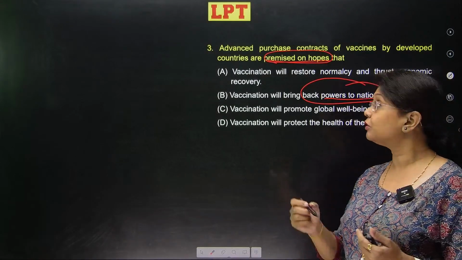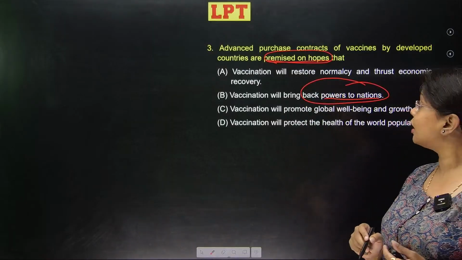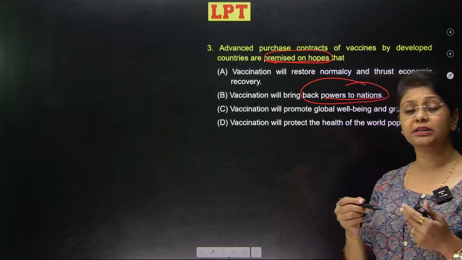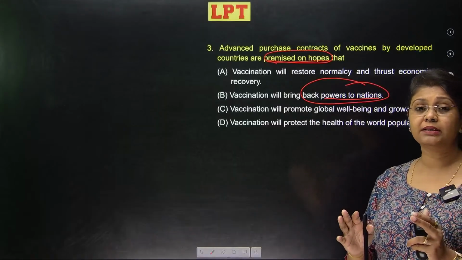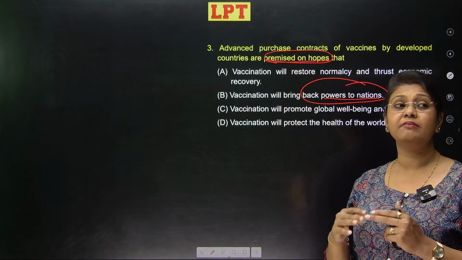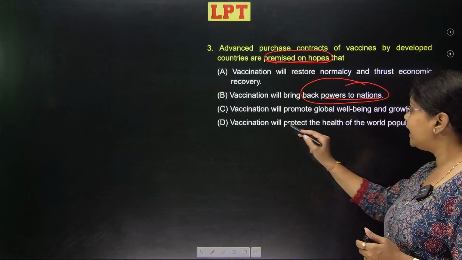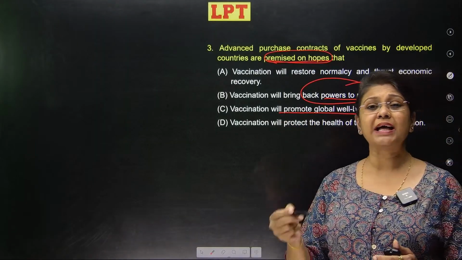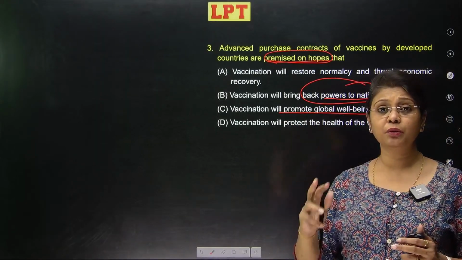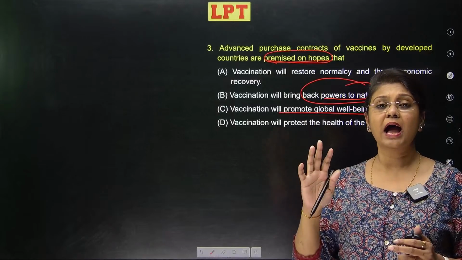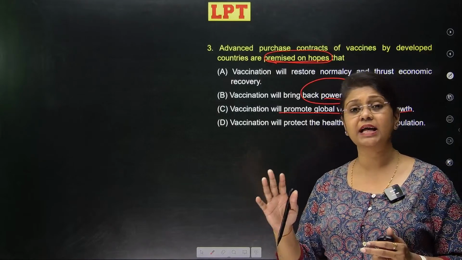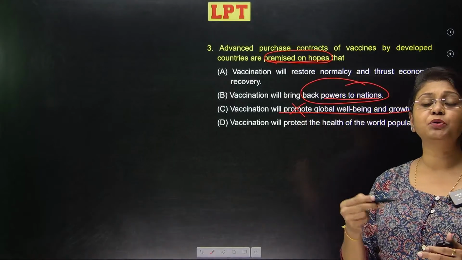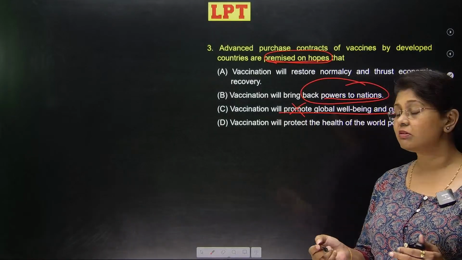So when you talk about these advanced purchase contracts by developed countries, this is not what they are hoping. Actually, they are just making sure that their population is being vaccinated many times. So when it says will promote global well-being and growth, actually the passage says that the entire case of good hope and all this good doing to the nations has been thrown out of the window. So this is just the contradictory part to what the passage is saying. So again, this will be eliminated.